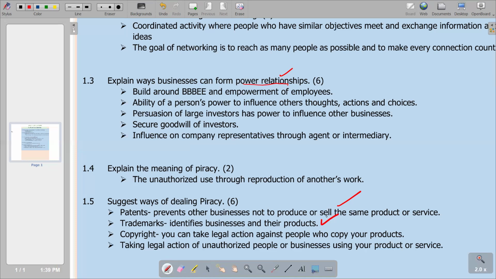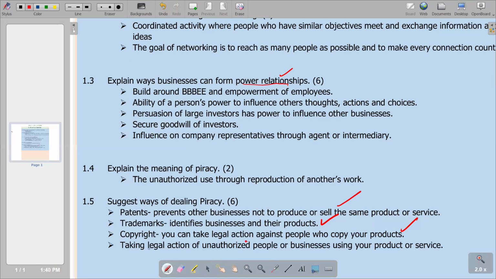Then on the next point, we've got copyright, which says you can take legal action against those who copy your products. So obviously, in terms of copyright, you know that it gives the owner the exclusive legal right to copy, distribute, adapt, display, or perform a creative work. So this is what we have in terms of copyright.